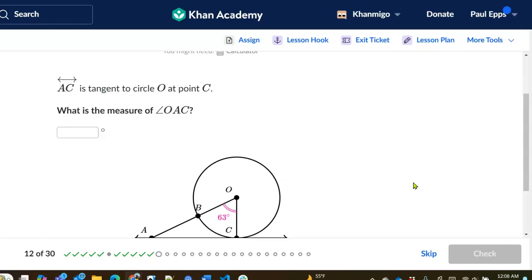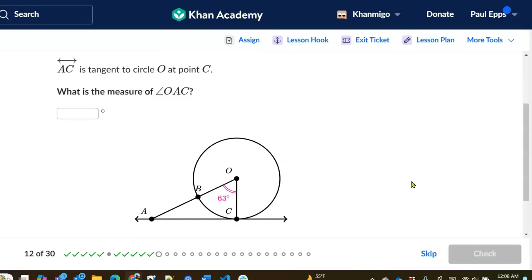AC is tangent to the circle O at point C. What is the measure of OAC? All right. Well, if AC is tangent to the circle, then the angle at C is going to be a right angle. And we got 63. We need something with 90 minus 63, which is 27.